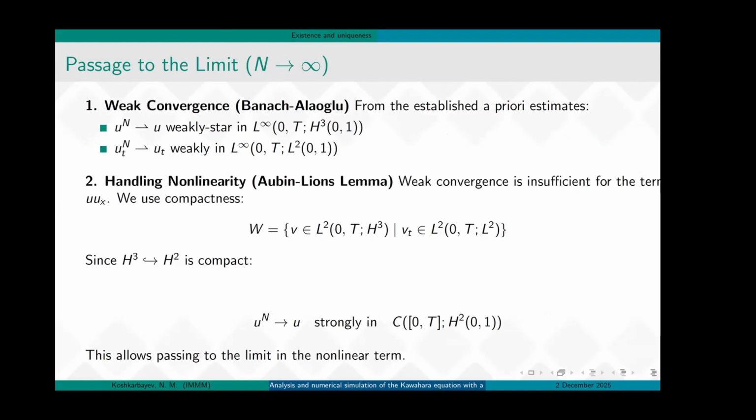Using these estimates, we can pass to the limit as N to infinity. We obtain weak convergence of the solution and its derivative. However, for the nonlinear term u u_x, weak convergence isn't enough. We use the Aubin-Lions compactness lemma to obtain strong convergence, which allows us to pass the limit in the nonlinear term.